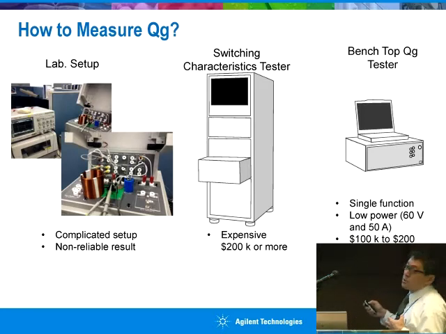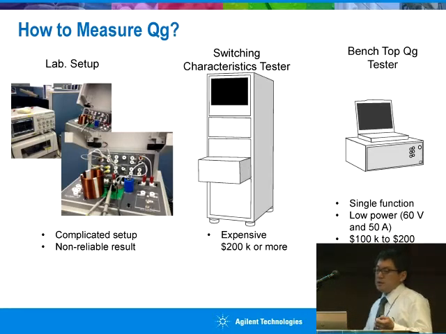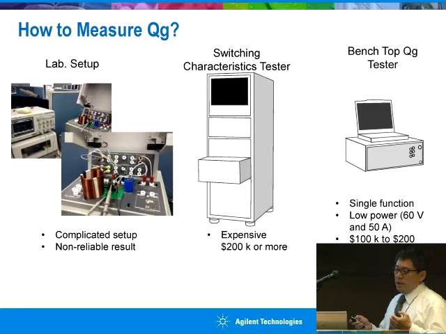Another solution is a switching tester. A switching tester can test QG because it can measure transient characteristics during switching. But as I explained, it must have a big power source. And it's very expensive too.